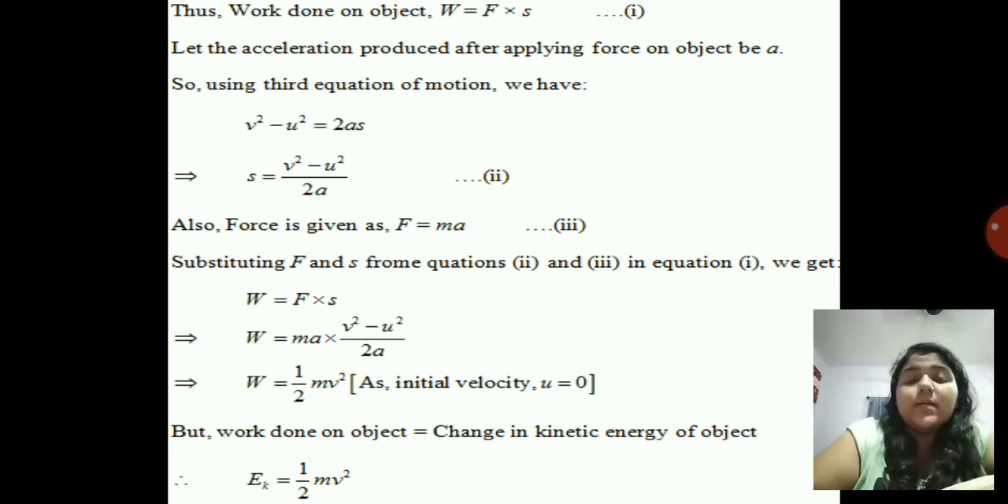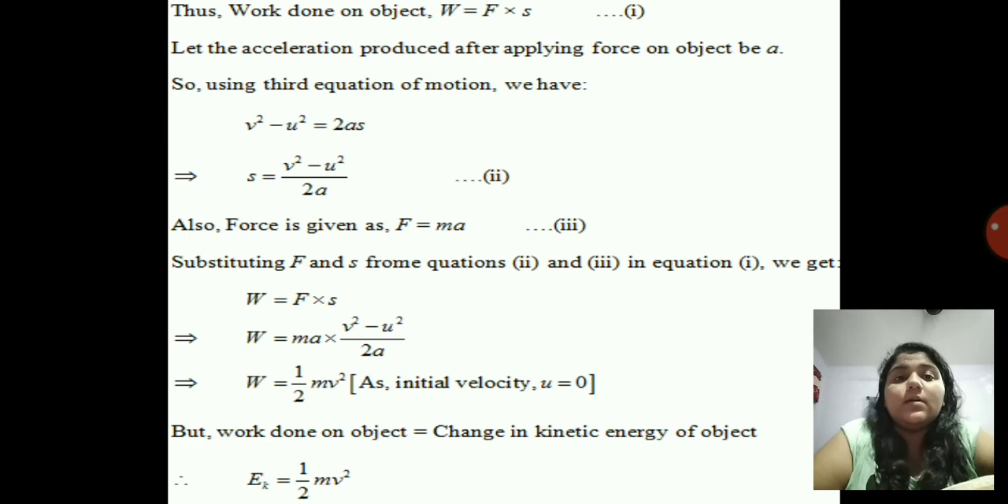But now, work done on object is equal to change in kinetic energy of object, and therefore you can replace that W by the kinetic energy, that is EK. That is, change in kinetic energy of object. Therefore EK is equal to half mv square. You have just replaced W, work done, by the kinetic energy sign. Nothing complicated in this derivation. You have to just remember a few formulas.